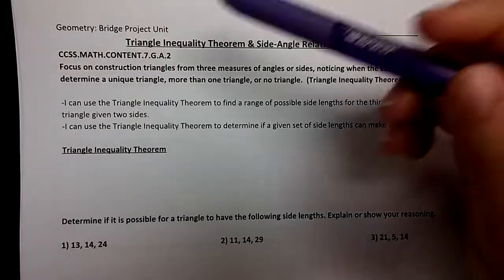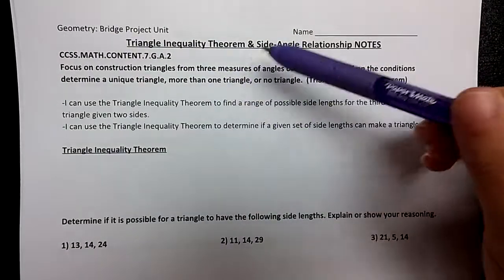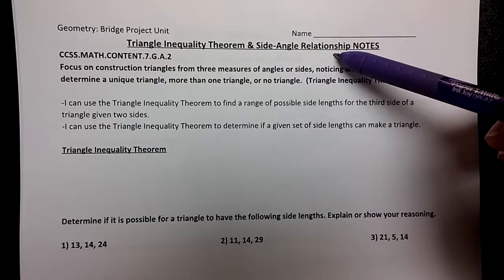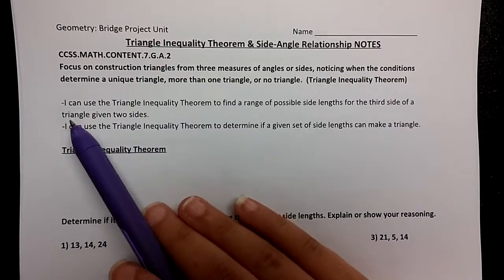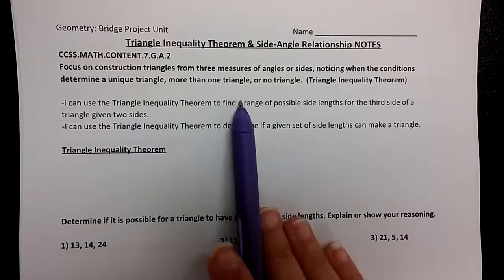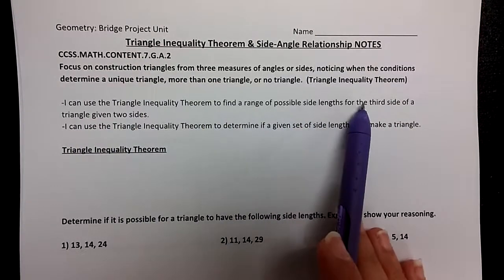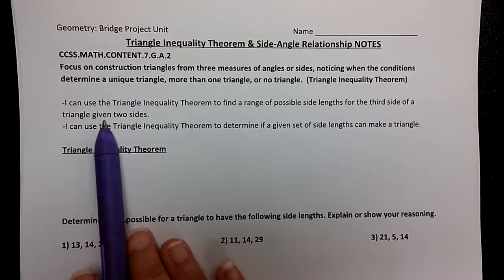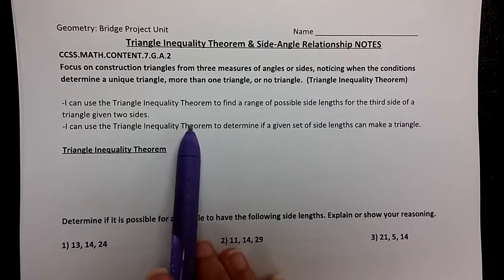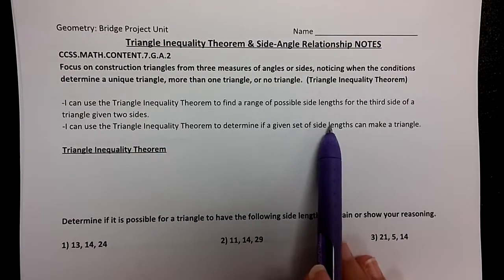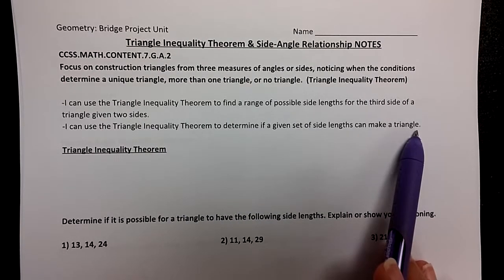For these notes, we're going to be learning about the triangle inequality theorem and the side angle relationship that exists in triangles. The first standard talks about using the triangle inequality theorem to find a range of possible side lengths for the third side of a triangle if I give you two sides, and being able to use the triangle inequality theorem to determine if a given set of side lengths can actually make a triangle.